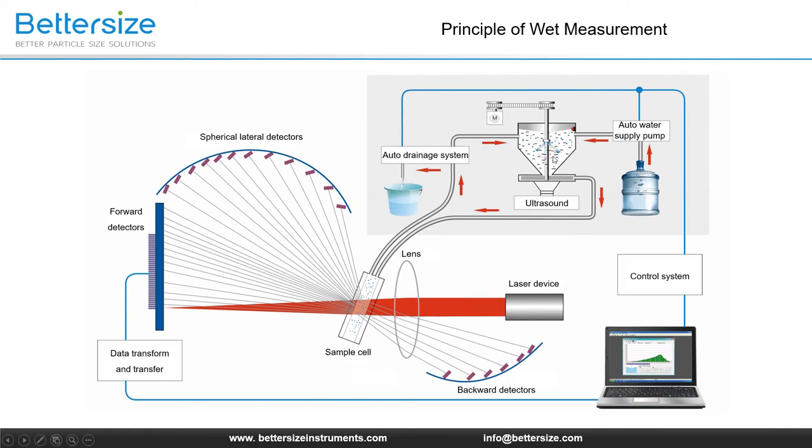How does the wet measurement work? With the recirculator stirring, the liquid circulates, and the sample dispersed in the liquid is transported to the sample cell. When passing through the sample cell, the particles are irradiated with a laser to produce a specific scattering spectrum, which is received by many detectors. Then, the light signals are converted into electrical signals and transmitted to the software for calculation. Finally, the particle size distribution of the sample is provided.